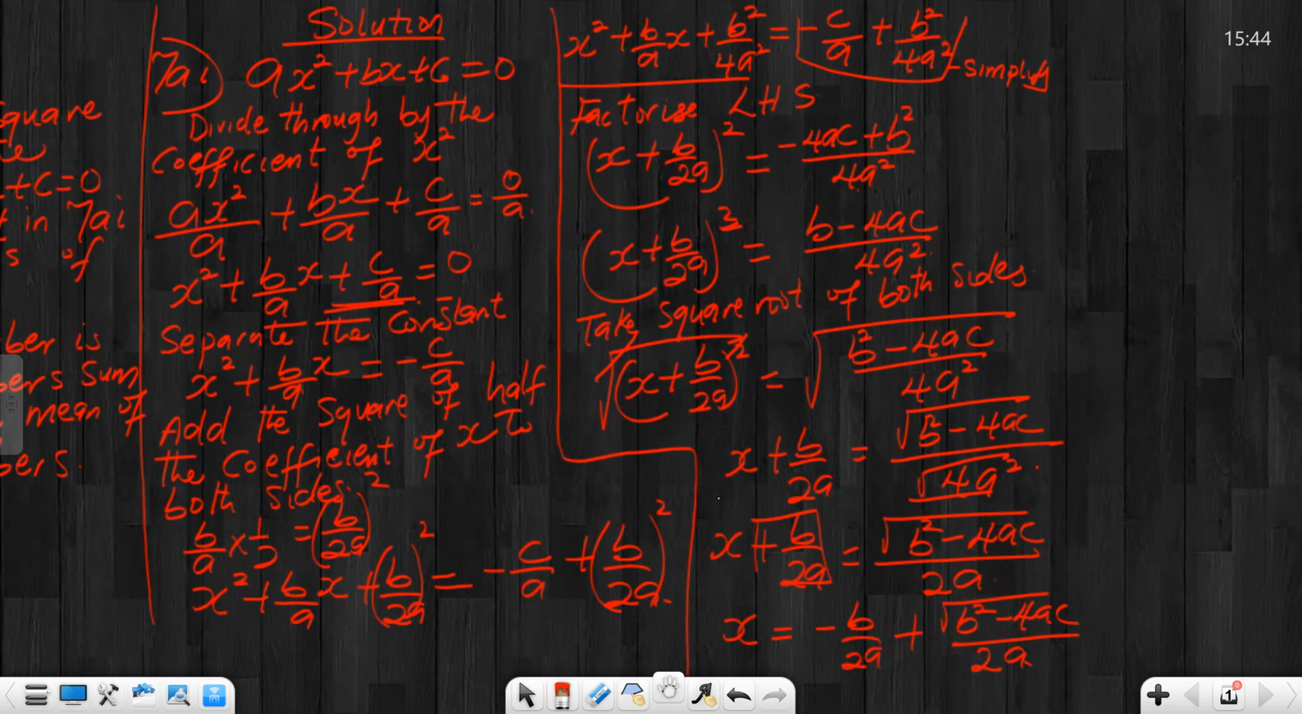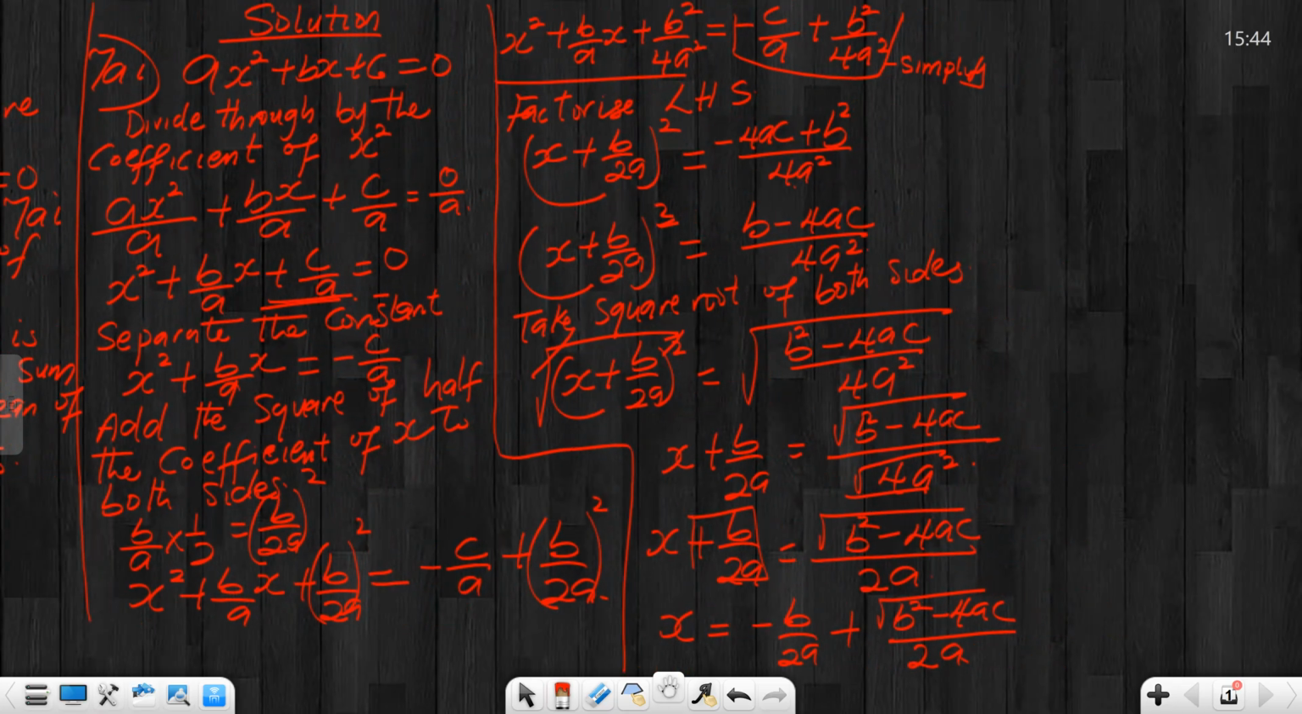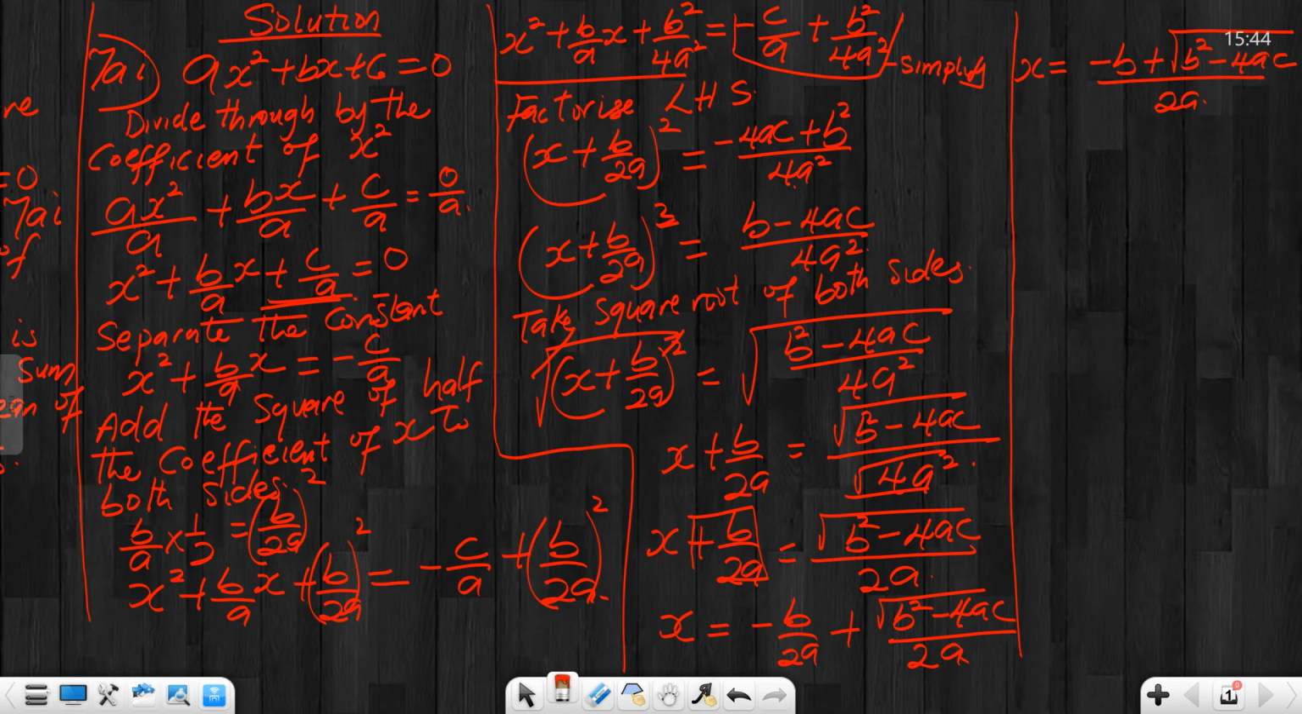Now if I want to factorize, if I want to simplify this, since they have the same denominator, then that will give me what? So here, I'm going to have my x equal to, the LCM is 2a. 2a in 2a, that will be 1. 1 times minus b, I have minus b. Then plus, minus b plus what? That is the square root of b squared minus 4ac.